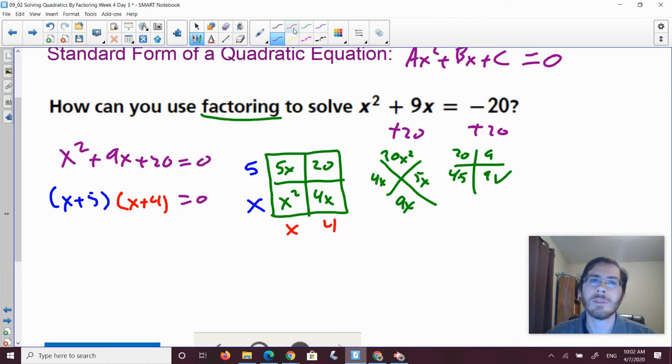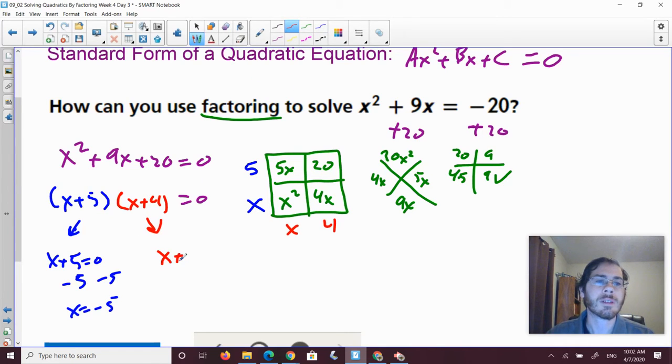From here, it's zero product property time. So we set each of these parentheses equal to 0. Subtract 5 from both sides. X equals -5. X plus 4 equals 0. Subtract 4 from both sides. X equals -4. So we get our two values for x.